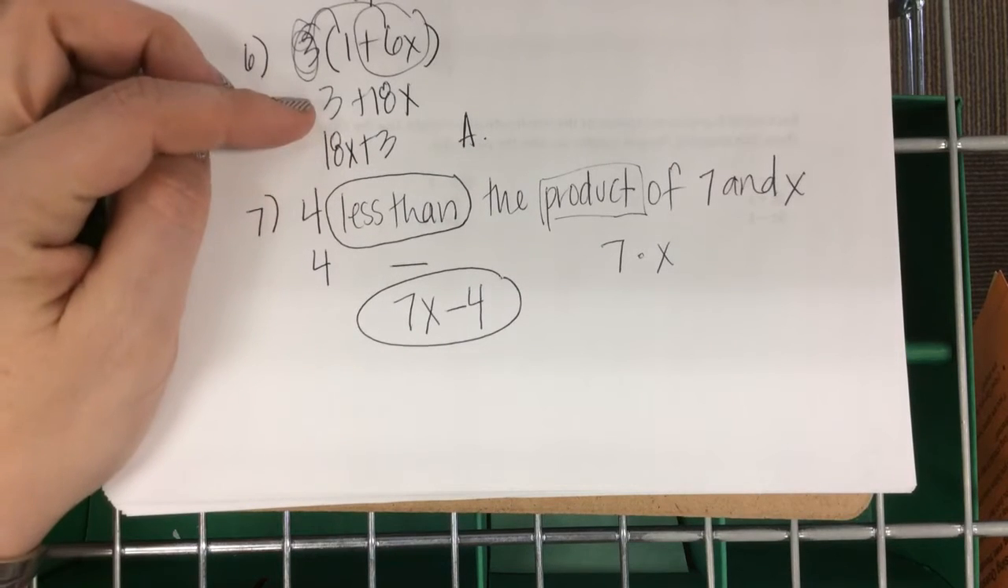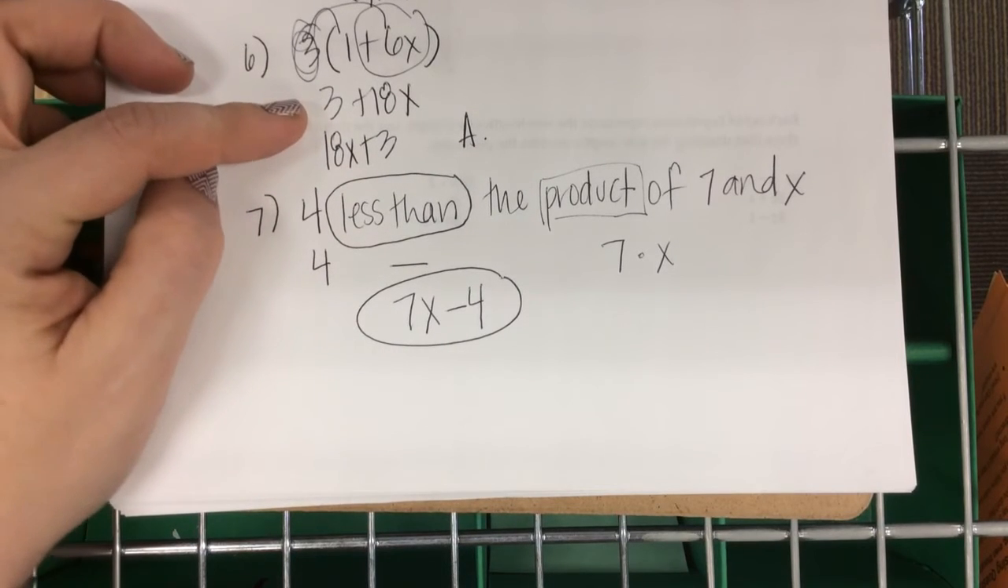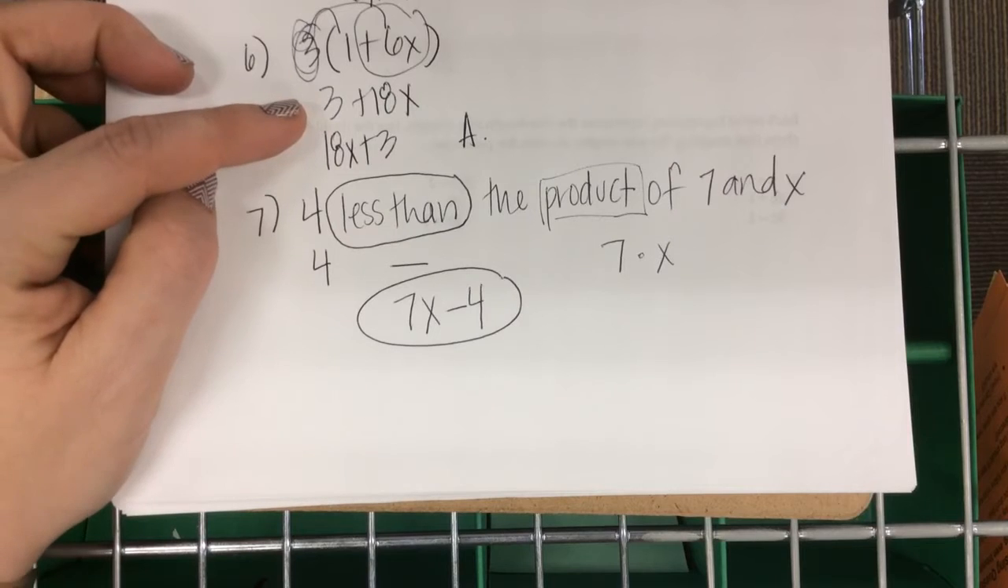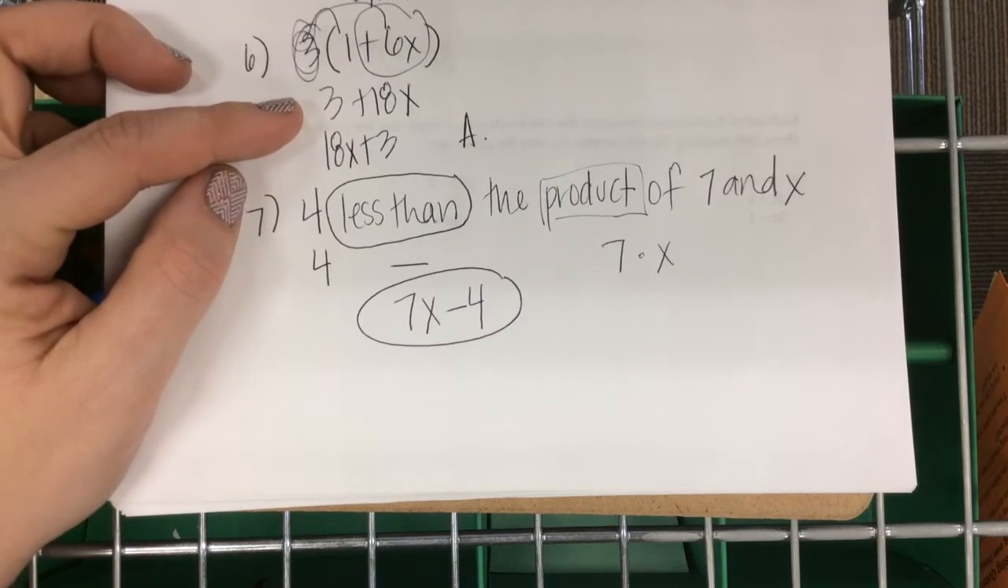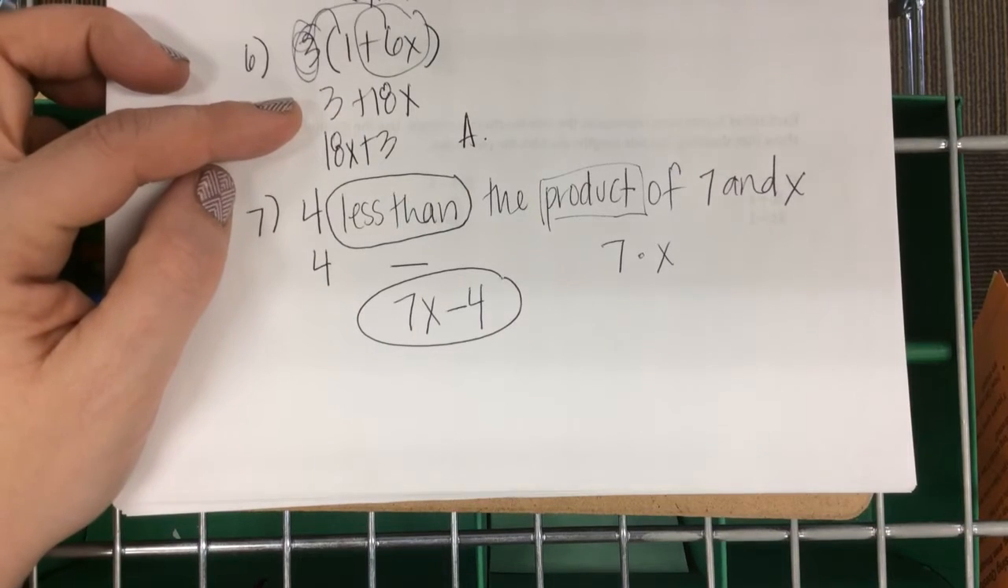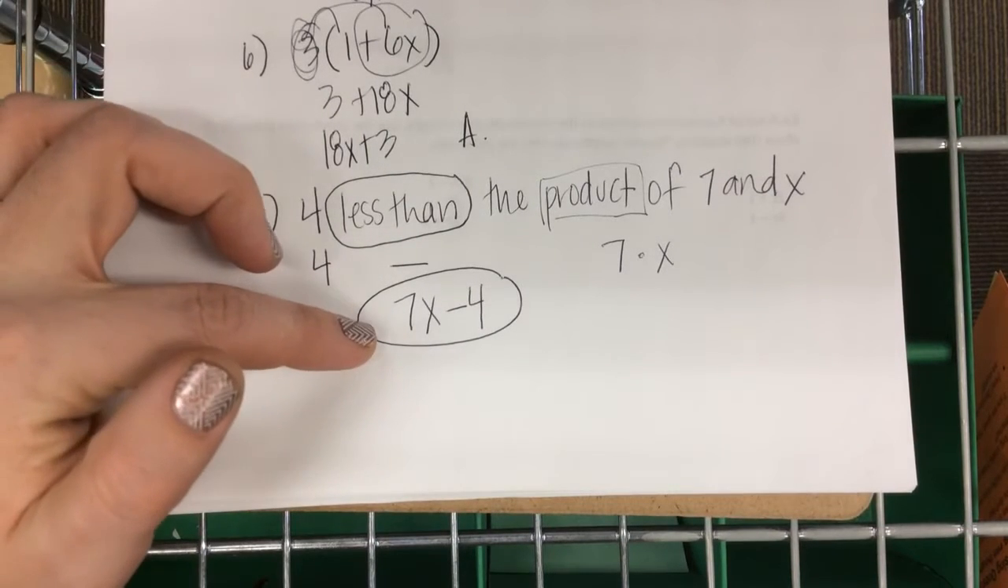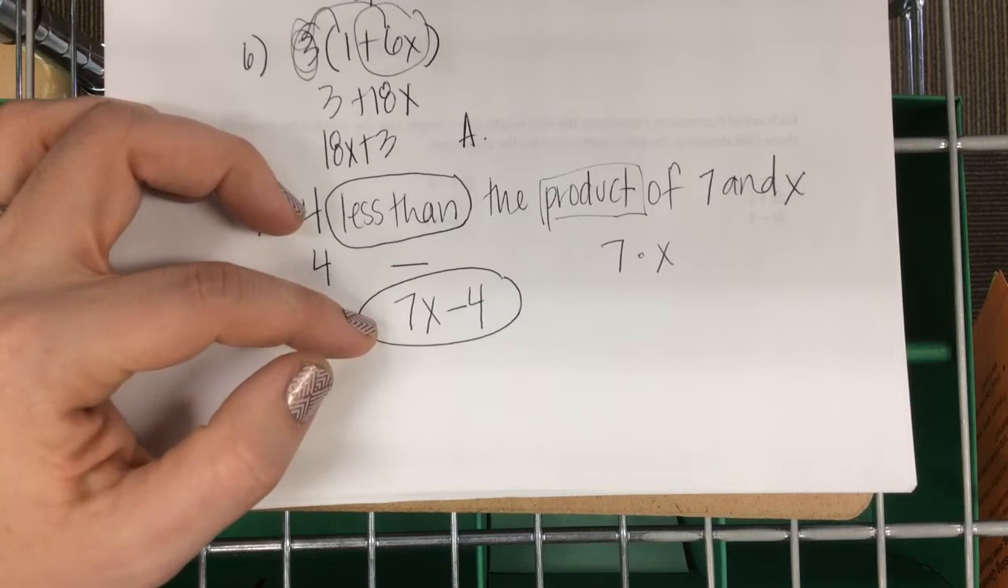Up here for number 6, you don't necessarily have to. They're the same problem, because order when adding doesn't matter, correct? The commutative property of addition says the order of adding doesn't matter. But the order of subtracting does matter.